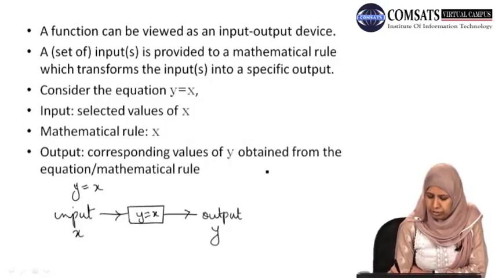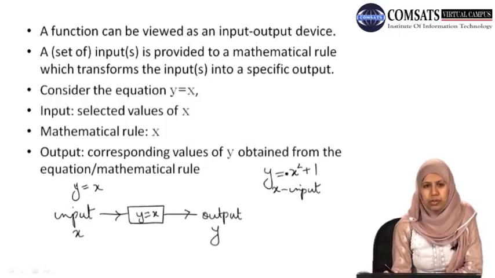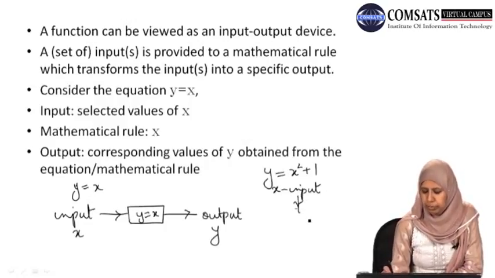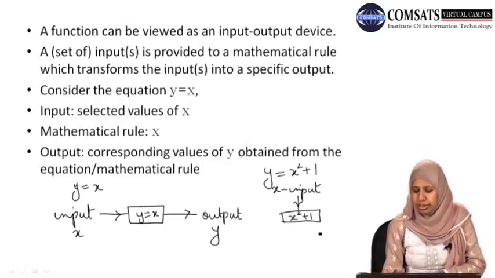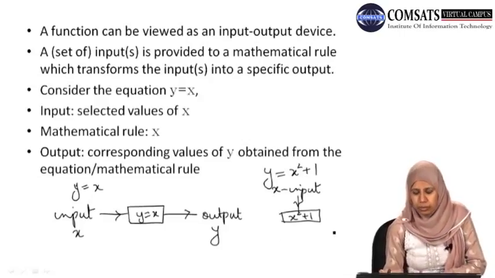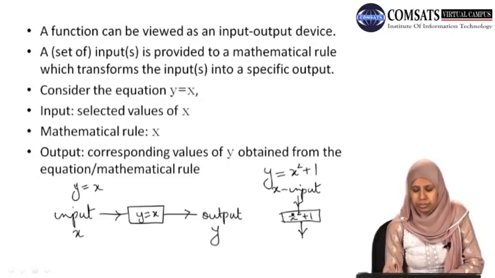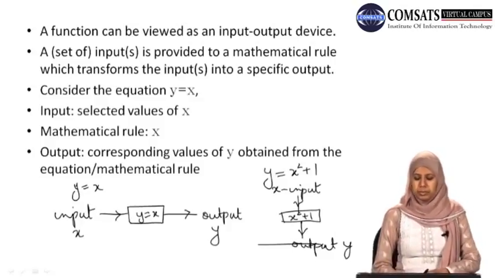Or for example, if we consider our equation y equals x squared plus 1, then in this case we have x as the input, the selected values of x. Then we apply our mathematical rule, which is x squared plus 1, that is whatever the value of x we are getting, we will square it first and add 1 to it. This is our rule here, and the result we obtain after solving for x is our output, which is y. So this is basically a function.